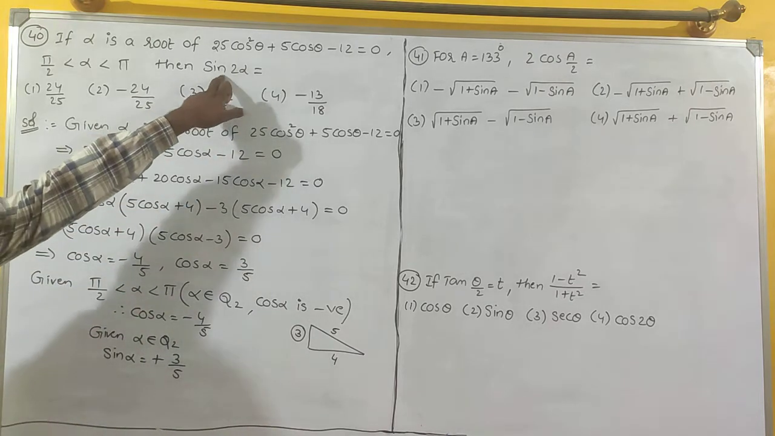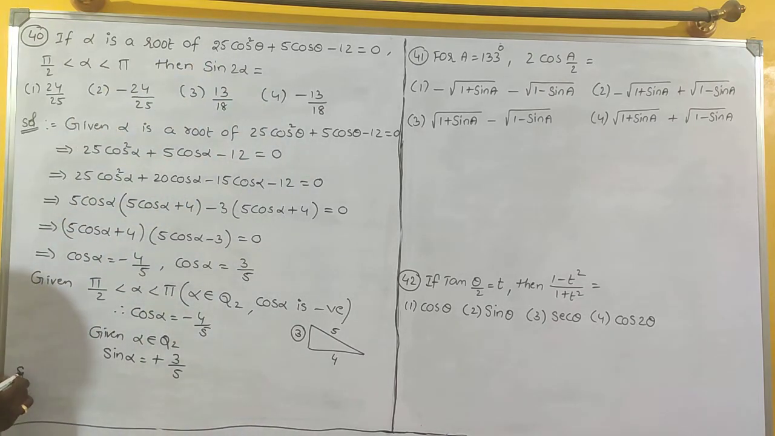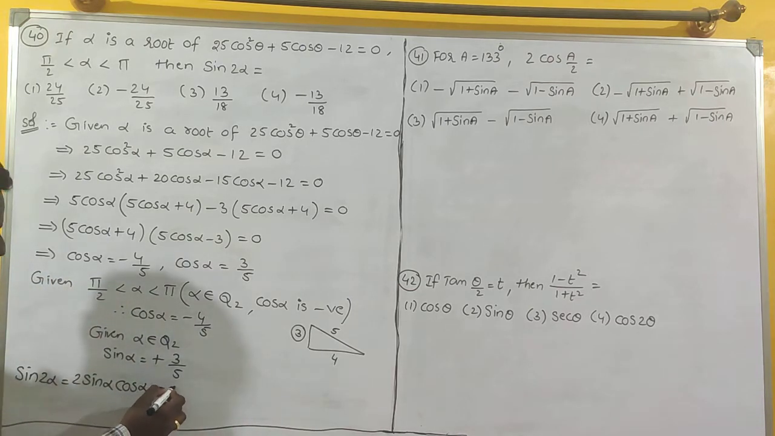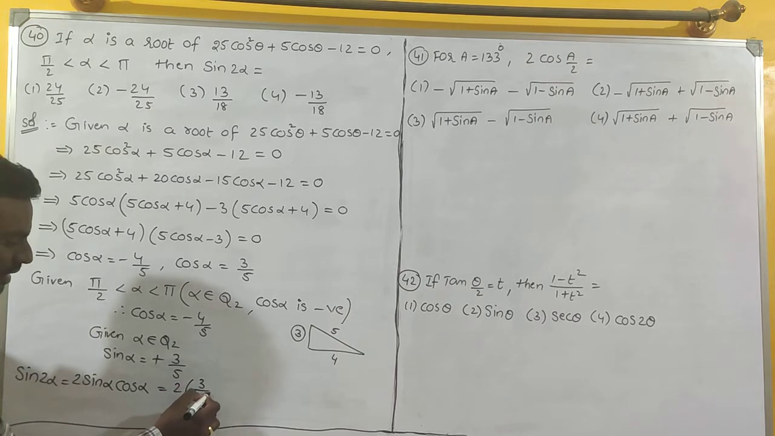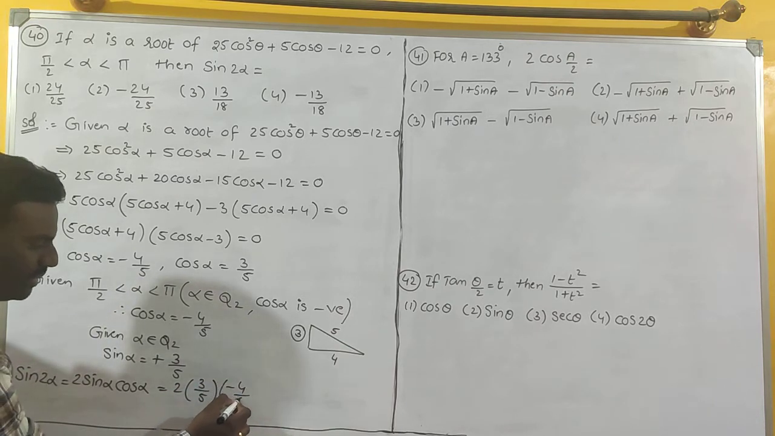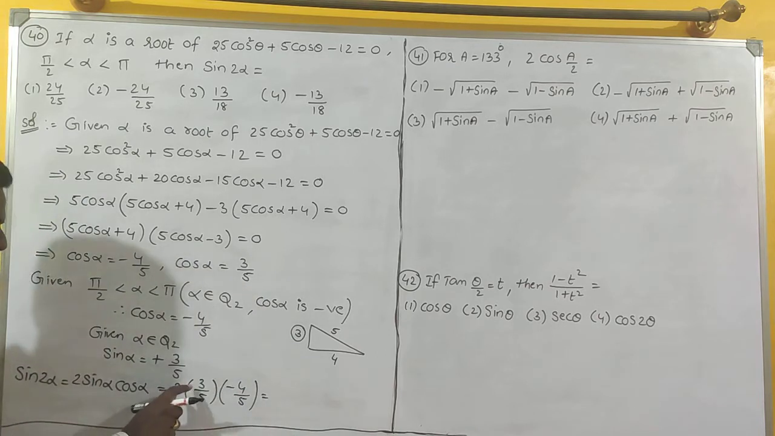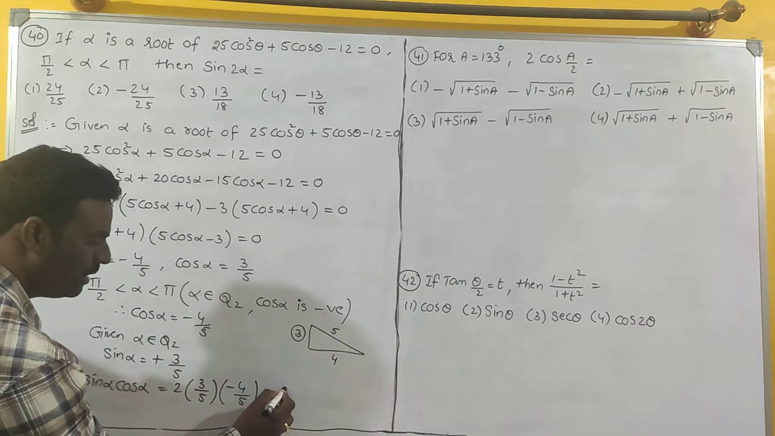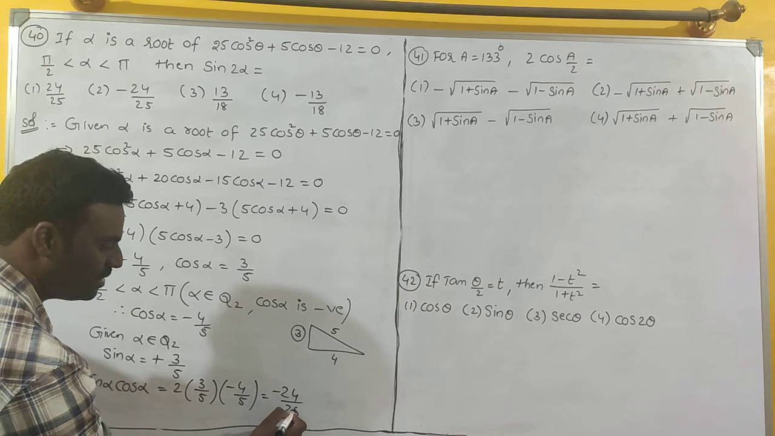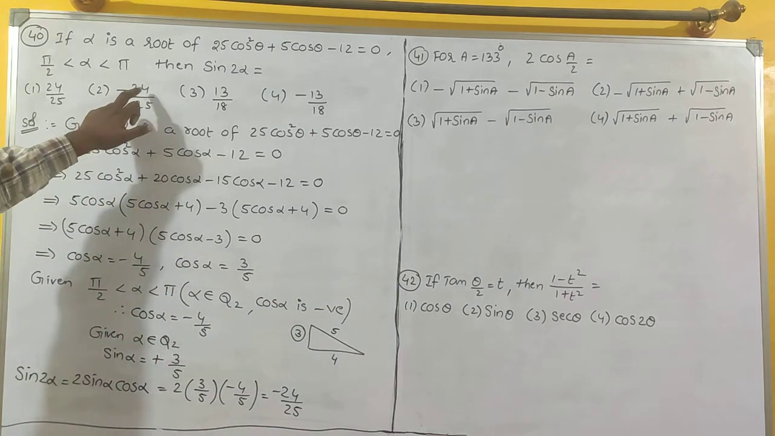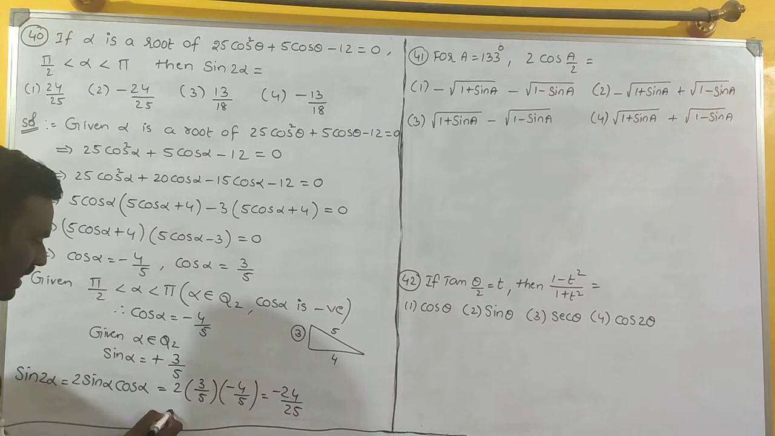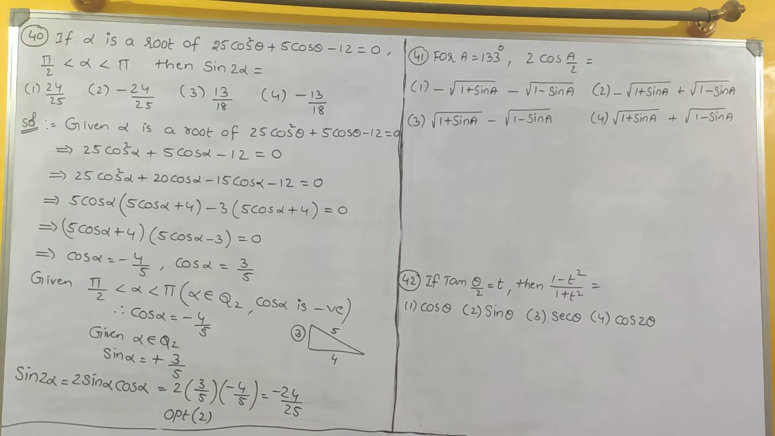But in the question, we need to find sine 2 alpha. Sine 2 alpha formula is 2 sine alpha into cos alpha. That equals 2 into sine alpha, which is 3 by 5, cos alpha is minus 4 by 5. That equals 2 times 3 is 6, 6 into minus 4 is minus 24 by 5 times 5 is 25. So the answer is minus 24 by 25. That is nothing but option 2 is the correct answer for question number 40.